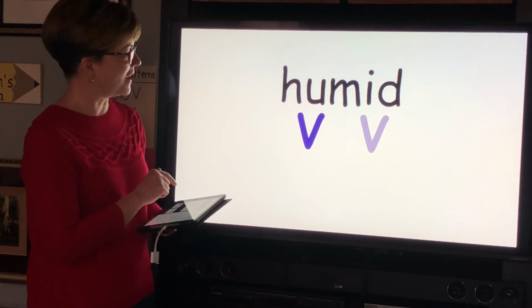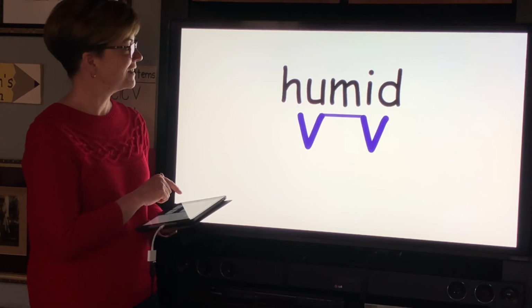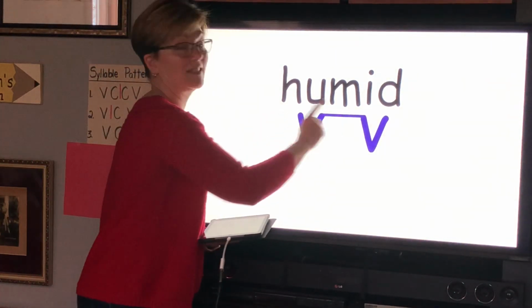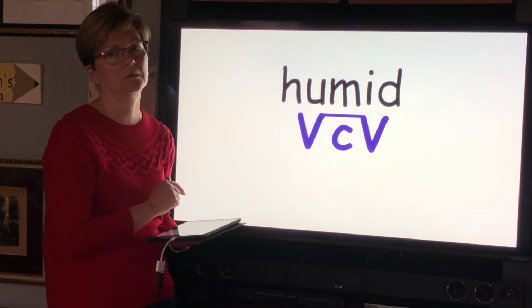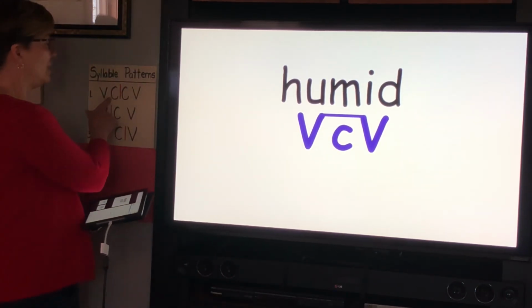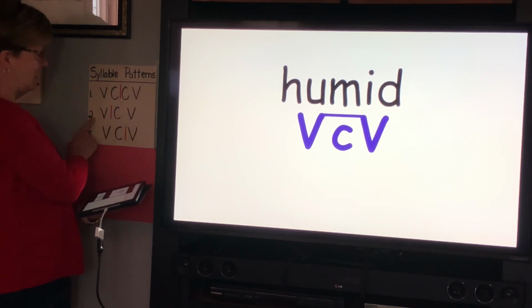Draw a V under the I. And then draw your bridge. How many consonants? I just see an M. Put a C under the M. Oh no. That's not our very favorite pattern, the VCCV. It has to be 2 or 3.